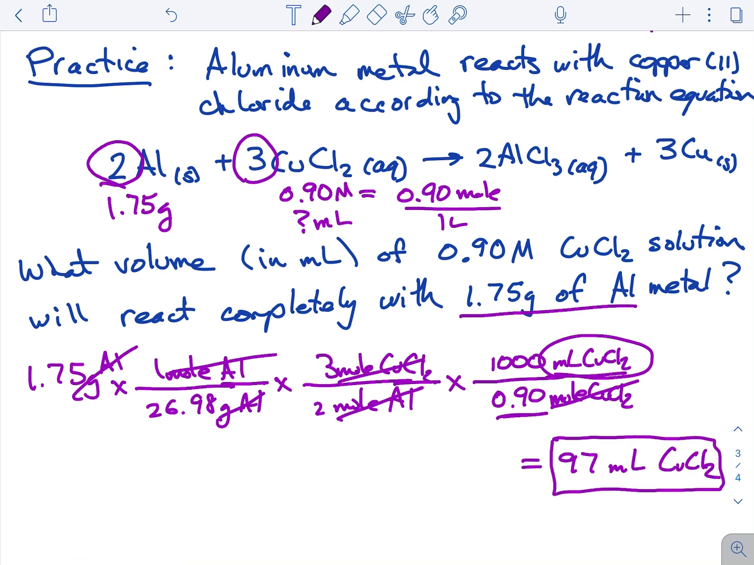That kind of makes sense. You tend to need a lot of solution volume unless it's really concentrated to use up solid. So I think we're going to call that one good. So again, we took our information, we put it down here to organize it. We started with the thing we knew the most about, which is the 1.75 grams of aluminum. Go from grams to moles, mole-to-mole ratio from the reaction equation, all of which you've known how to do. And the only new step here is using that molarity as a conversion factor. Try to get comfortable with using the molarity.